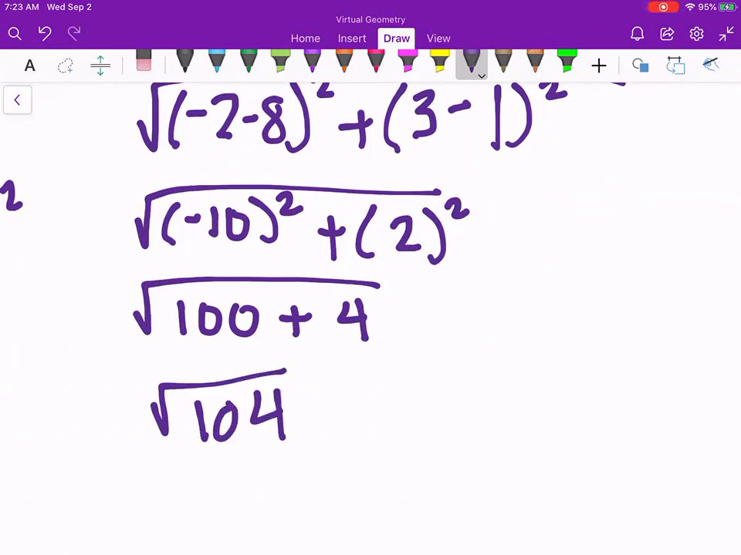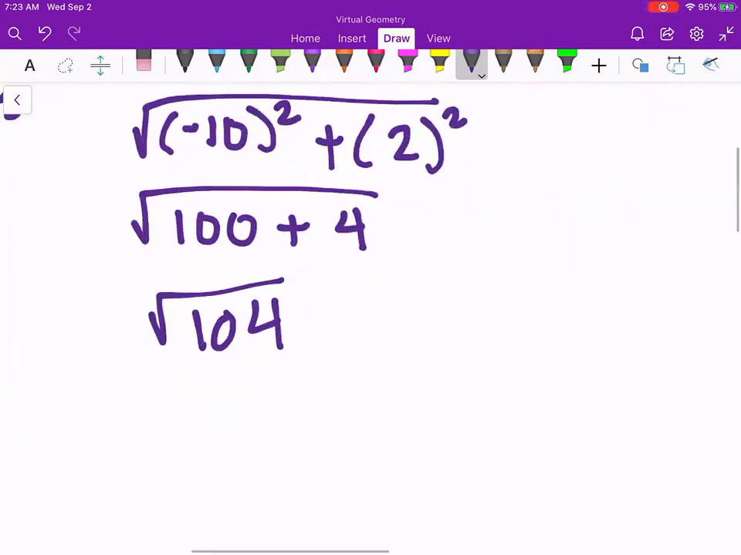And again, if you're waiting until the end to put this in your calculator, this means my distance is about, again, you'll get roughly 10.1 something. We'll round this off to 1 decimal point. So 10.1.